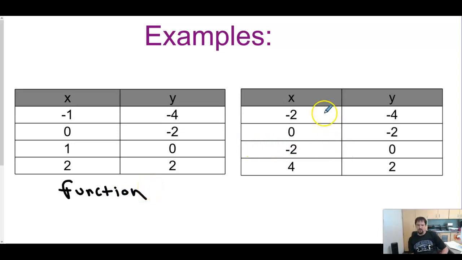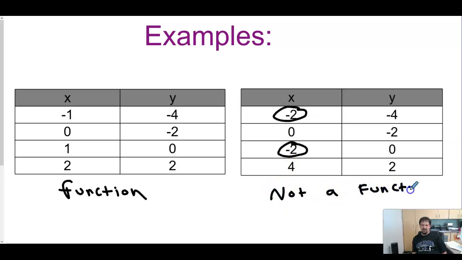Okay, let's check this one out. -2 with -4, 0 and -2, -2 and 0, 4 and 2. So looking at my x value, my domain, do I repeat anywhere? Well, if you notice, I have a -2 right here and then another -2. If that happens, I no longer have a function. So this is not a function because your x's cannot repeat. If you do, it kind of bogs down and it doesn't work, and we no longer have a function.